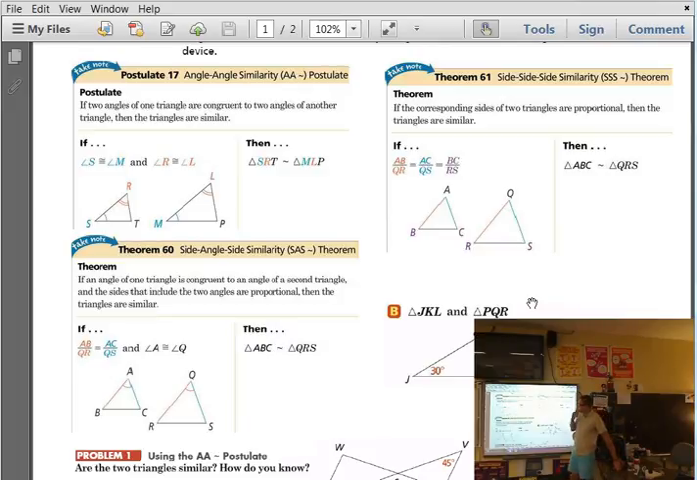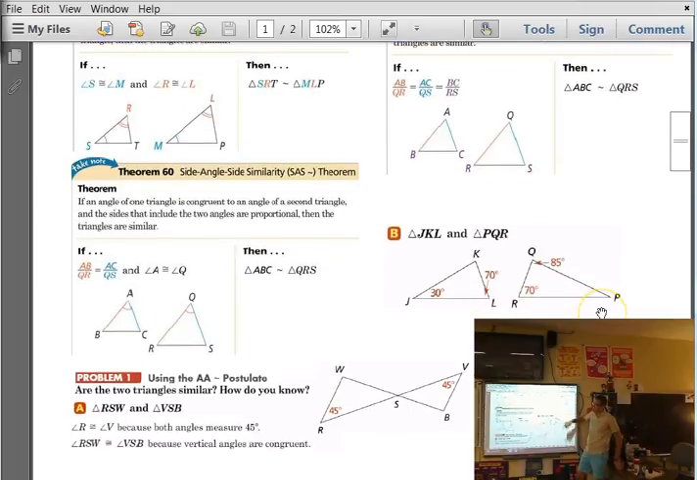You have to multiply. So we know that if angle S is congruent to angle M and angle R is congruent to angle L, then my third angle also must be congruent because of the triangle angle sum theorem. So we know that if we see two congruent angles, we have similar shapes, or in a triangle, because the third angles would also have to be congruent. Side, angle, side is if I have the side, then the angle between the sides.